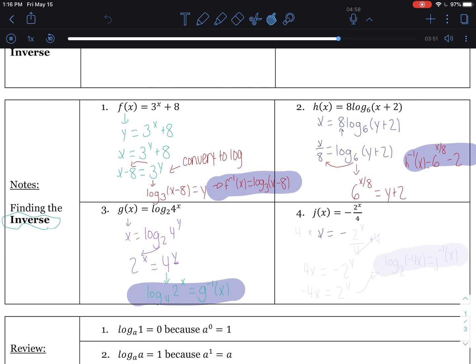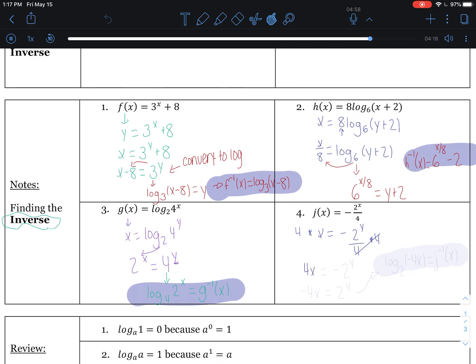x is equal to negative 2 to the y power over 4. Now, 4 is not to the y power. It is only 2 being taken to the y power. If it was any different, we would be seeing parentheses. So the first thing I'm going to do is multiply both sides by 4 to get rid of this 4 here.